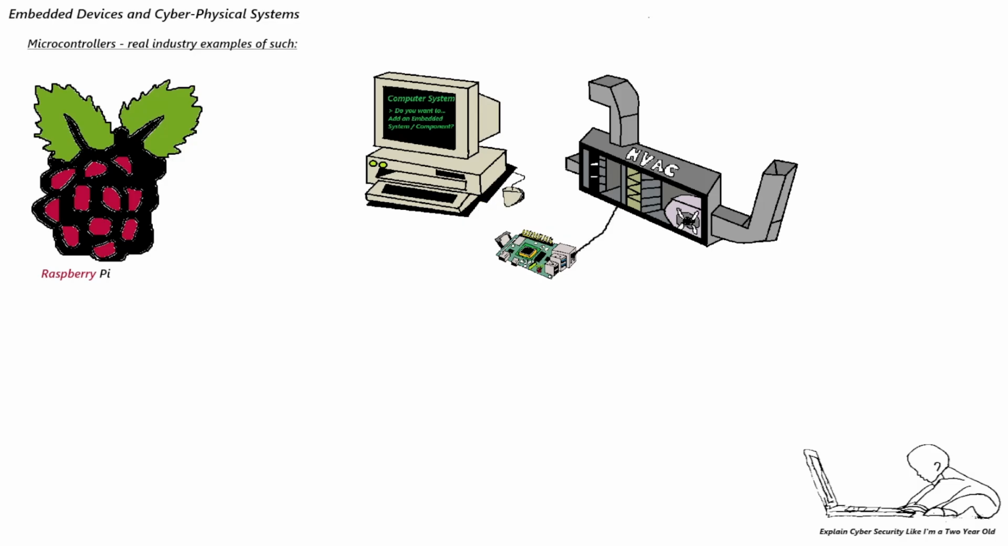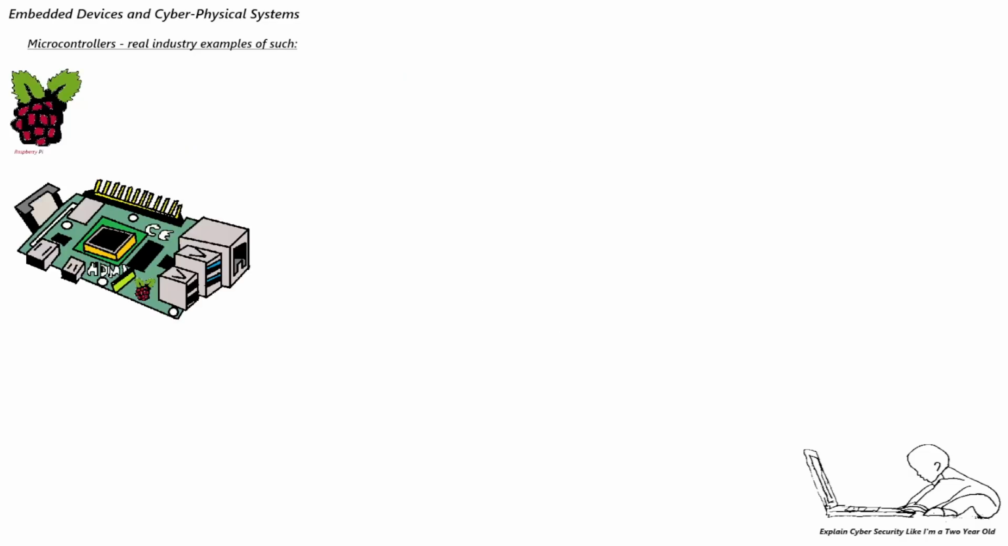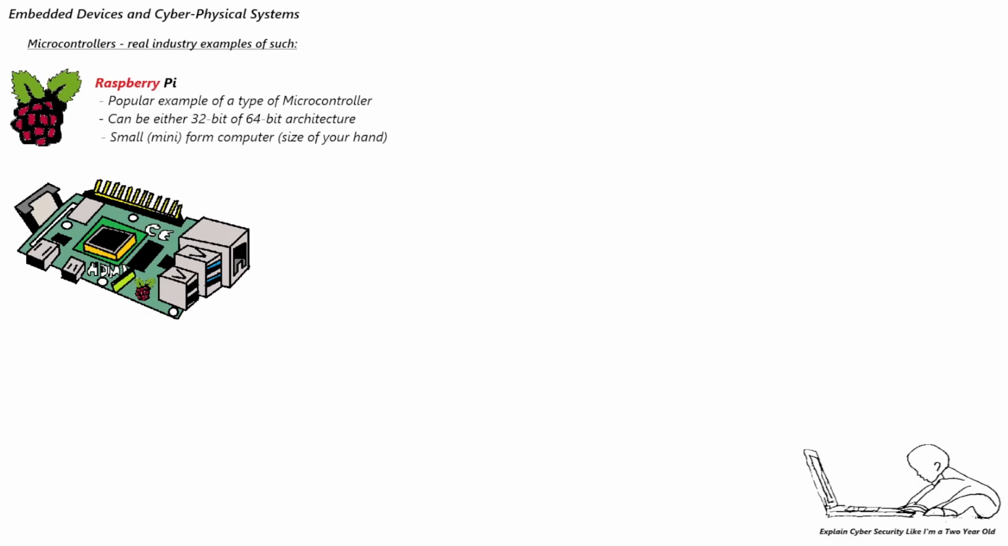To bring this back to a visualization, this is how small a microcontroller would look, and this is how it would connect to a larger device, aka embedded into a larger system. So just to recap that visualization, here's some text that basically covers what I just explained.